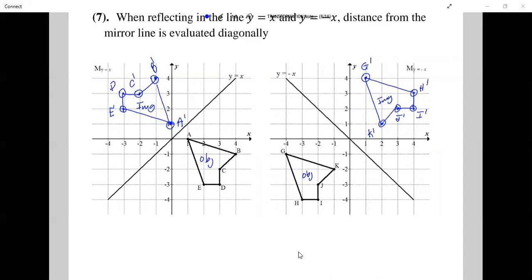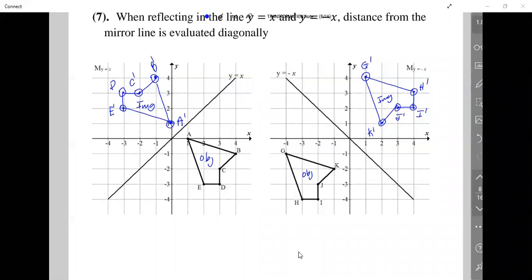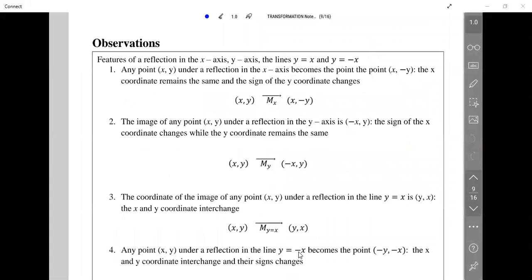Now, the very last thing under reflection is this. All right? And these are observations that you can check out for yourself. We did show one of them. You can check out the others for yourself. So features of a reflection in the x-axis, y-axis, the lines y is equal to x and y is equal to minus x. So number one, and these are things that you should check out for yourself.